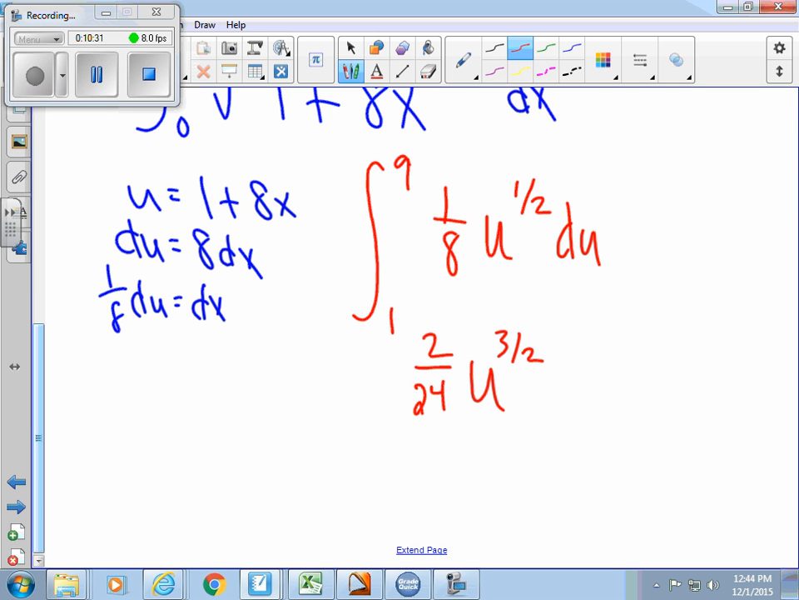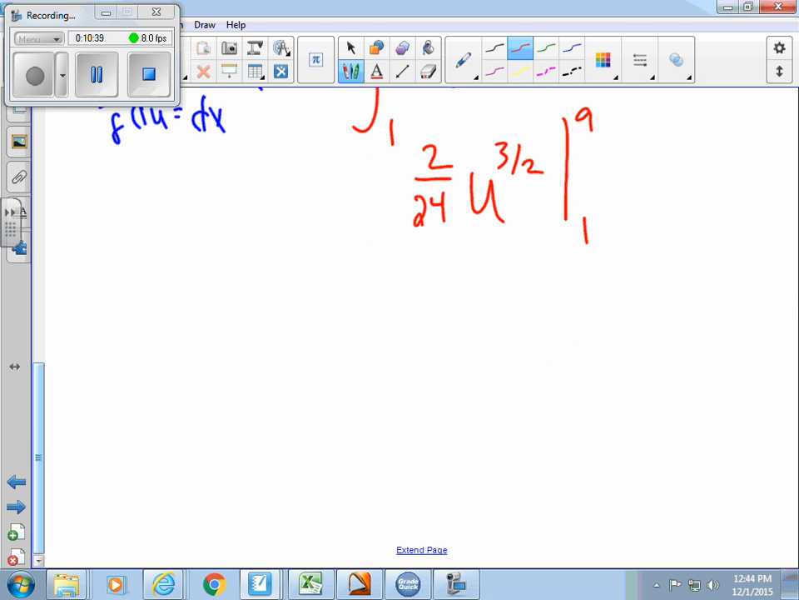So 2/24 or 1/12. Right? I'll check my work. Plug in the 9. Square root of 9 is 3. 3 cubed is 27. 1/12 times 27 minus 1/12. Just 1/12. 1 to the power is 1.